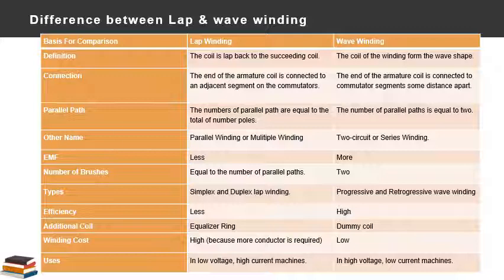Other name: lap winding is also known as parallel winding or multiple winding, and wave winding is also known as 2-circuit or series winding. In a lap winding, EMF is less, and in a wave winding, EMF is more. Number of brushes in lap winding is equal to the number of parallel paths, and the number of brushes in wave winding is equal to 2. The types of lap winding are simplex and duplex, and the types of wave winding are progressive and retrogressive winding. The efficiency of the lap winding is less, but the efficiency of the wave winding is high.